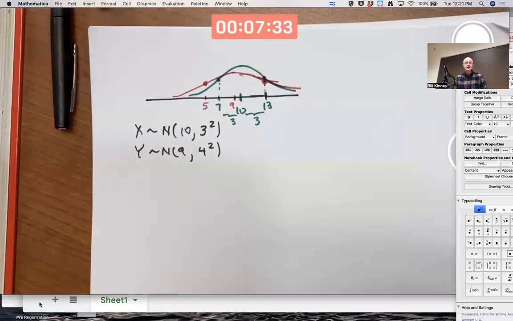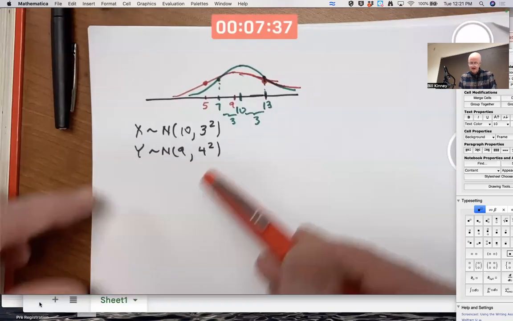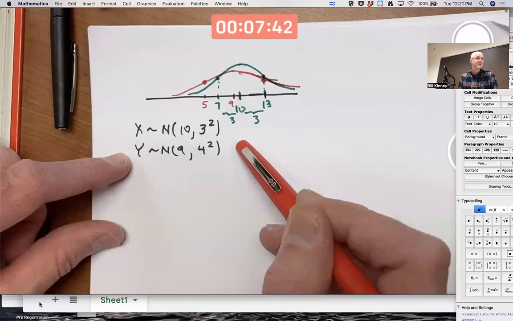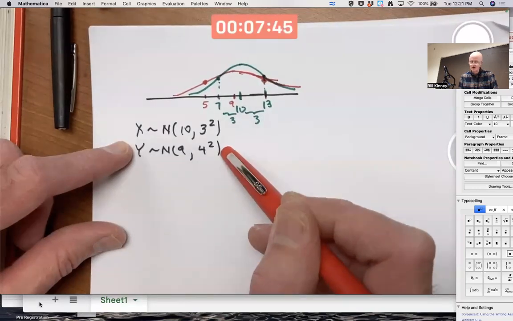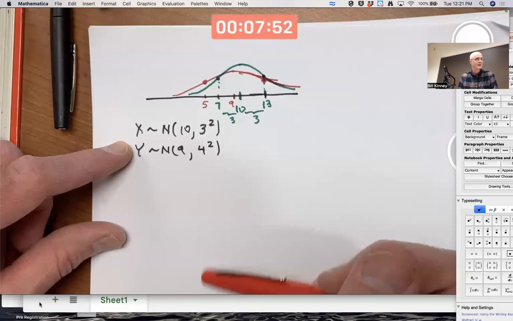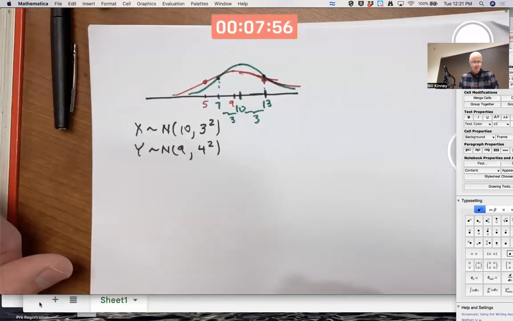So it should seem reasonable that on average, let's see, smaller number is faster, right? This is the number of seconds to run. Y is a little faster on average, 9 seconds compared to 10 seconds. But there are certainly going to be plenty of times where X runs faster than Y. You can tell it intuitively just by these graphs.